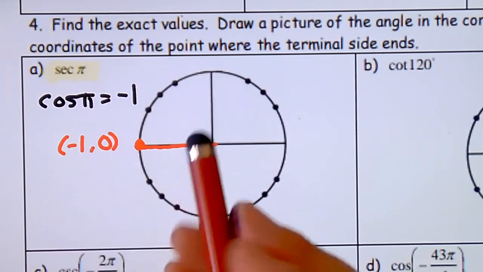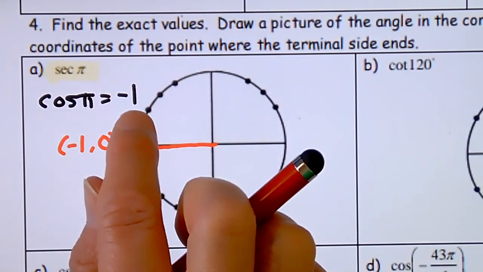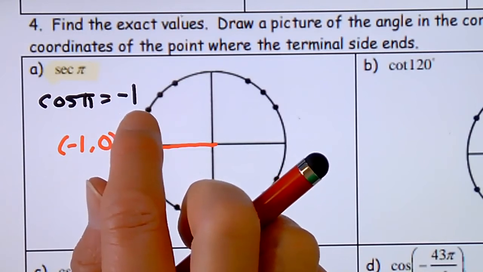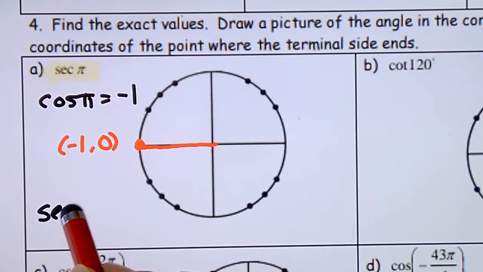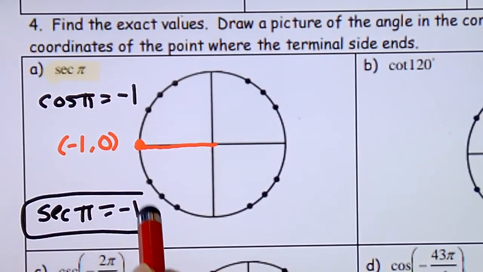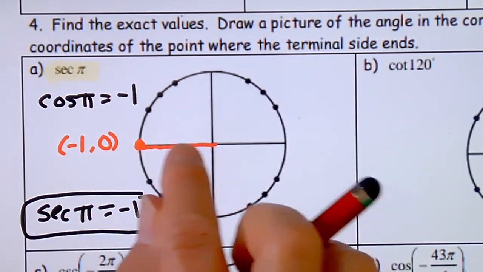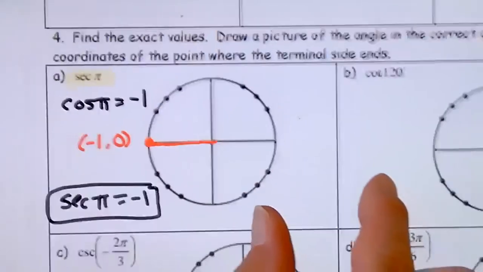I want the secant of pi. So I'm going to take negative 1 and I'm going to take the reciprocal of it. Well, negative 1's reciprocal is -1. So secant pi equals -1, and that is your answer. But again, I want to see the terminal side and I want to see the coordinates.